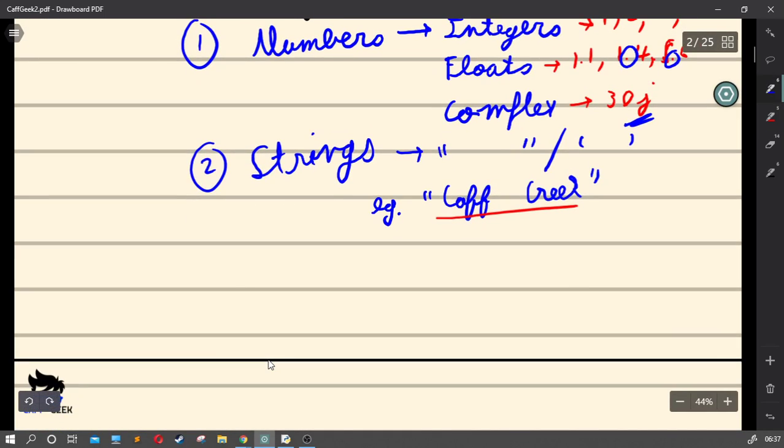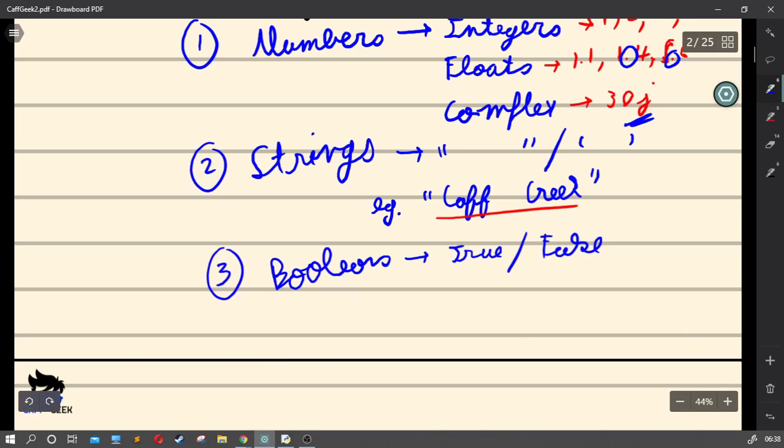Let's talk about something called booleans. Many people are aware of numbers and strings, but you might not be aware of booleans. We have two types of booleans in our systems: true or false. So these are all data types.